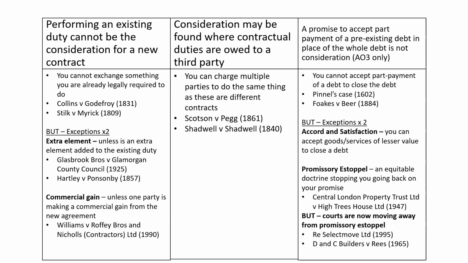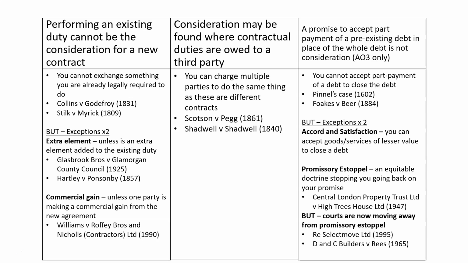The fourth rule, as you can see the last three here, is performing an existing duty cannot be the consideration for a new contract. So what that essentially means is you can't exchange something that you are already legally required to do, either from a legal requirement, as you see in Collins v Godefroy of a summons, or perhaps in Stilk v Myrick of a contract. So if you're already contracted to do something, you can't offer nothing more apart from doing that in exchange for more money, essentially. And you'll see that as we go through some of these cases.